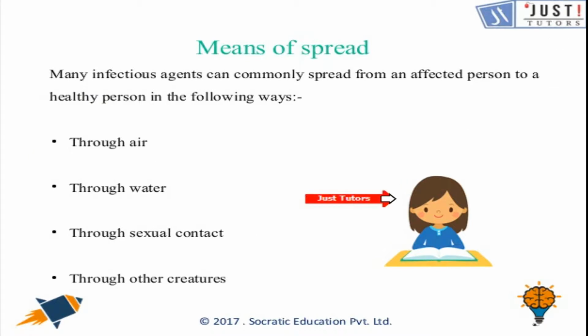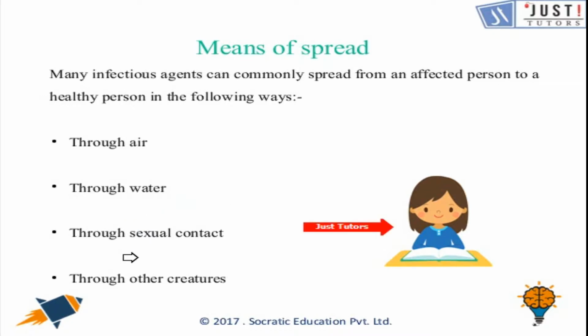For example, when a person is suffering from a common cold and he or she sneezes or coughs, viruses come out along with fine droplets of mucus, and then the virus easily enters another person's body. Thus diseases like common cold and flu spread from one person to another. The next one is through water. Diarrhea and jaundice spread from one person to another through contaminated food and water.